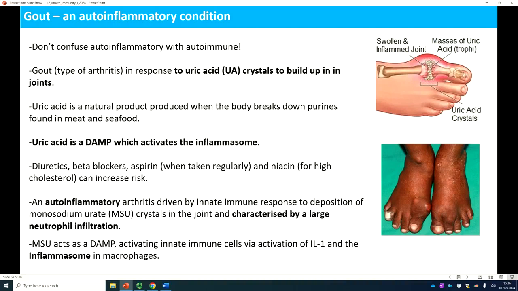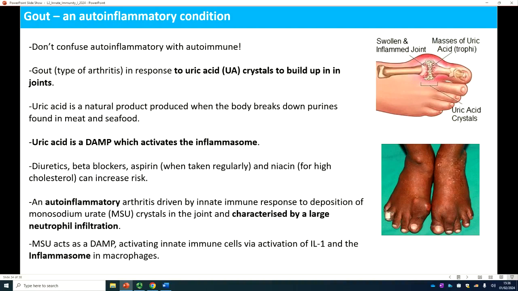And the uric acid actually serves as a DAMP, a damage-associated molecular pattern, and that uric acid will activate the inflammasome. And obviously you can imagine that once we've got activation of the inflammasome, we're getting activation of IL-1, and we're getting recruitment of neutrophils, and this is all being recruited to the joint, and we're getting basically this auto-inflammatory response in the joint.